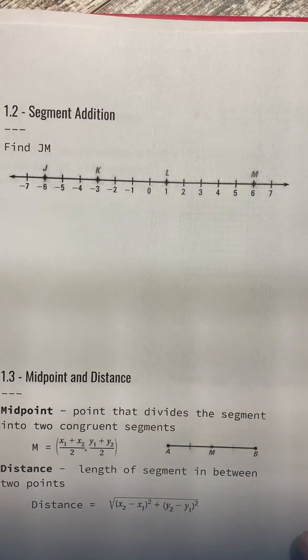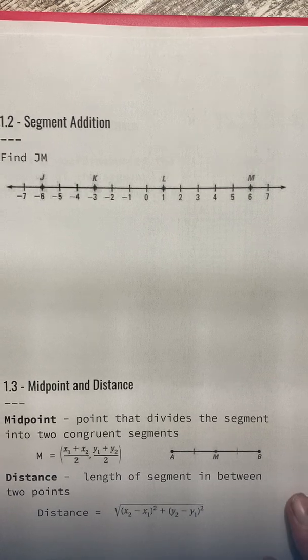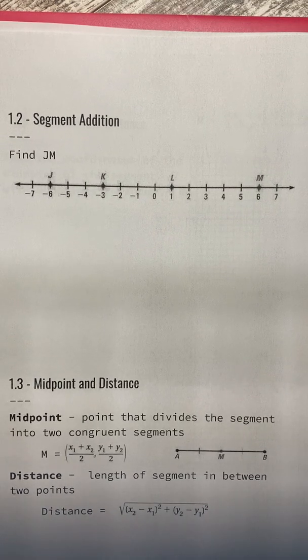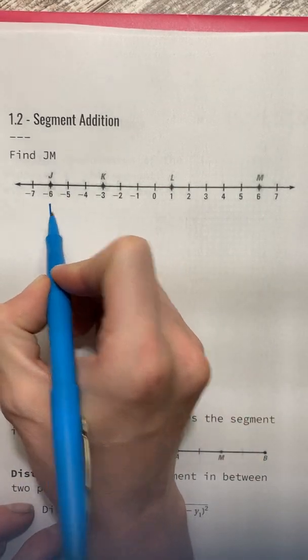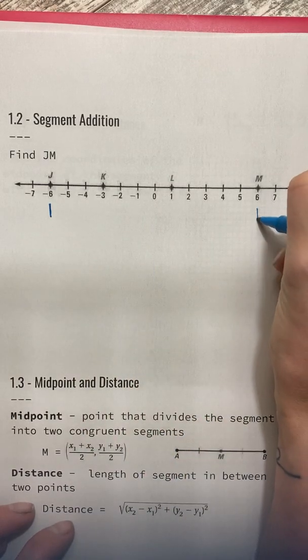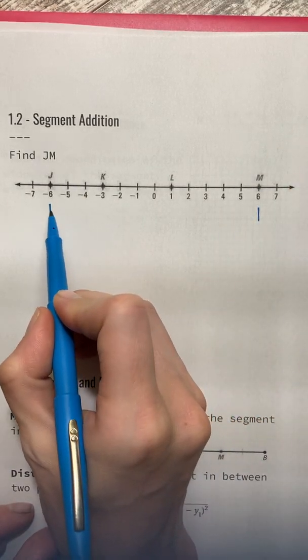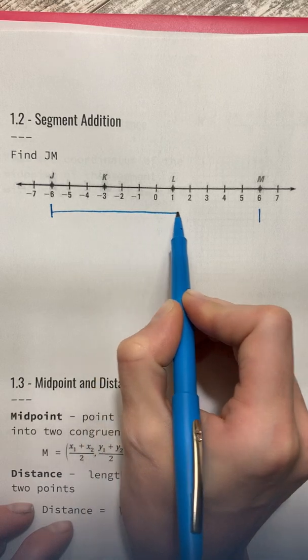One more segment addition here. Okay, it just looks a little different, but we want to find JM. So you'll notice we have point J here, point M here. So I want that whole entire length.